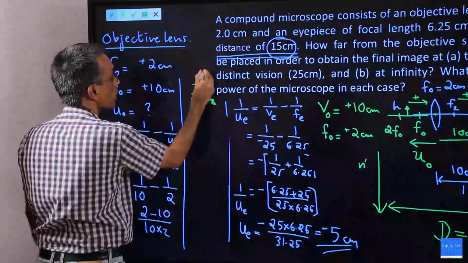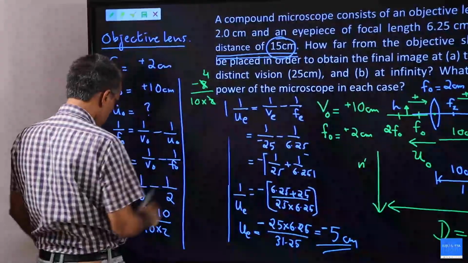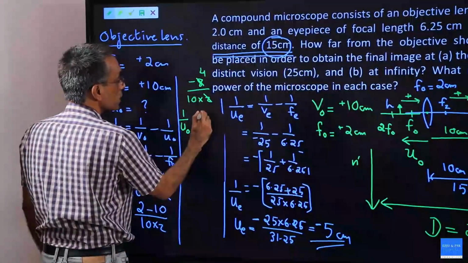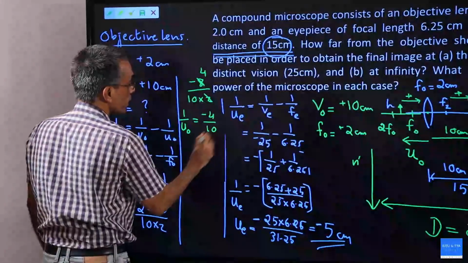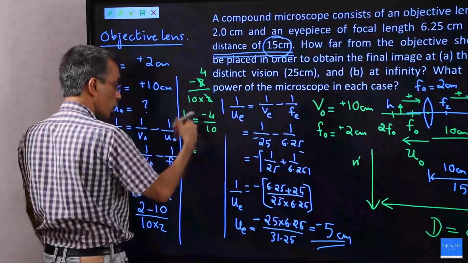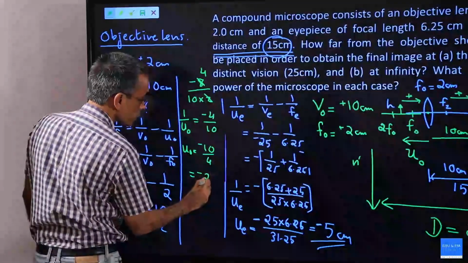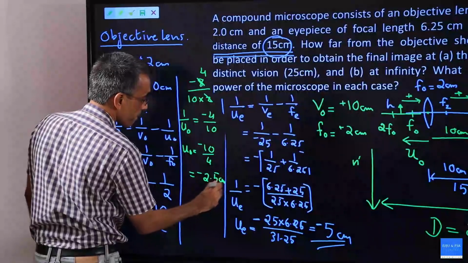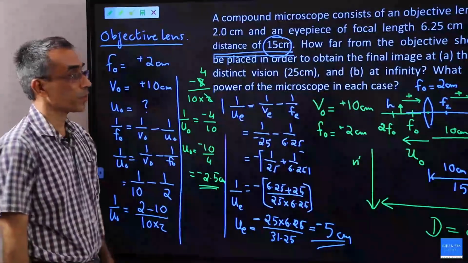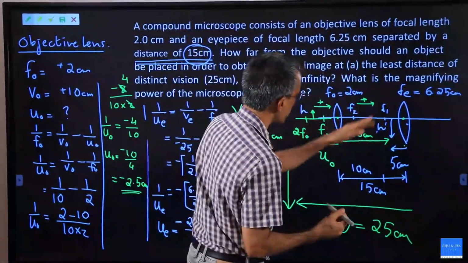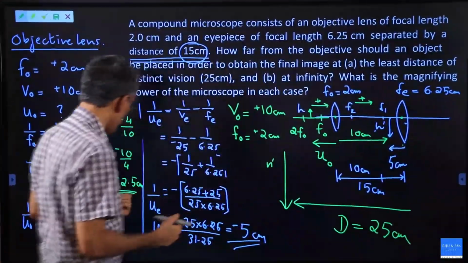This is 10 into 2. So this will go here how many times? 4 times. So 1 by u of the objective is equal to minus 4 by 10. So u of objective is the reciprocal of this, which is minus 10 by 4, which is minus 2.5. Minus sign means what? From the lens opposite to light. Light is going in this direction, so that must be in this direction, minus 2.5.